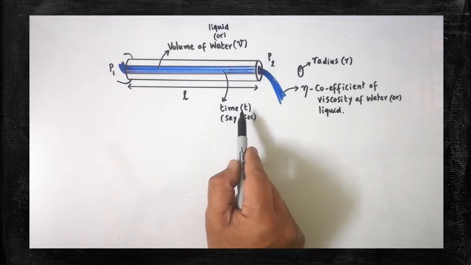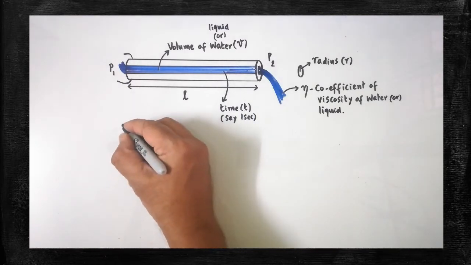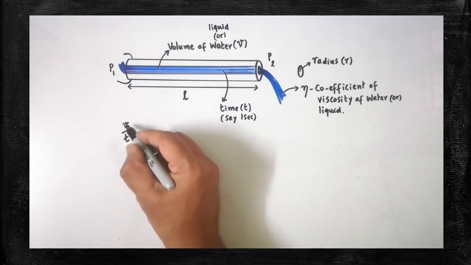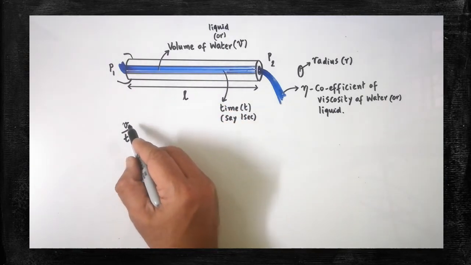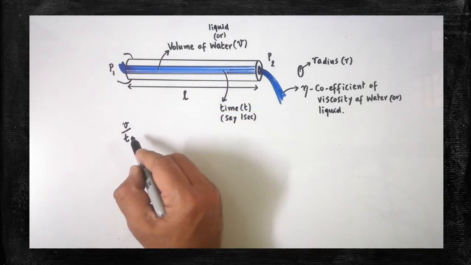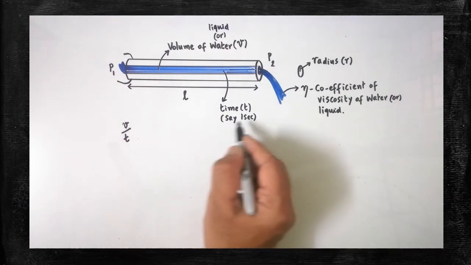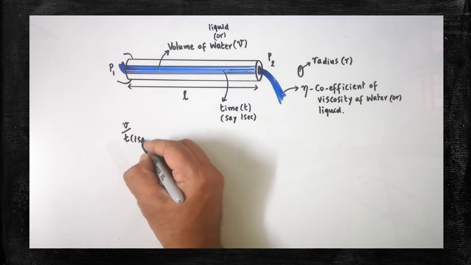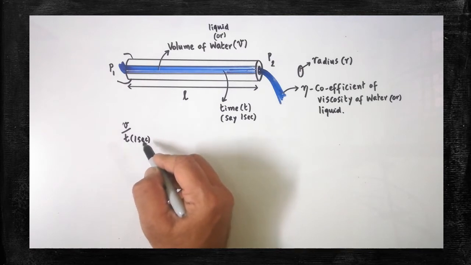So our aim is to find the expression for the volume of the liquid flowing per second. In Poiseuille's equation, we are going to find V by T. What is V by T? It is the volume of the liquid flowing per second, or volume of liquid flowing per unit time. That is to be found out. For that we are going to find the expression. Here you have to assume that the time is taken as 1 second.